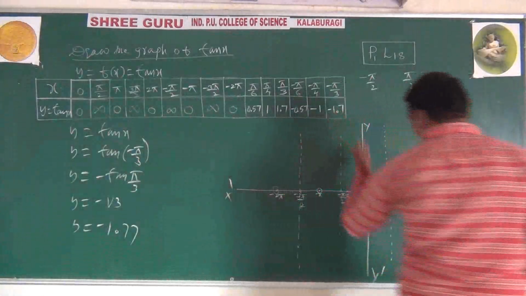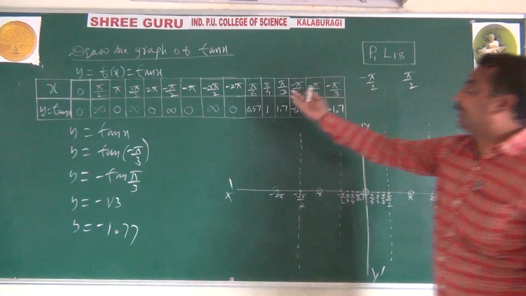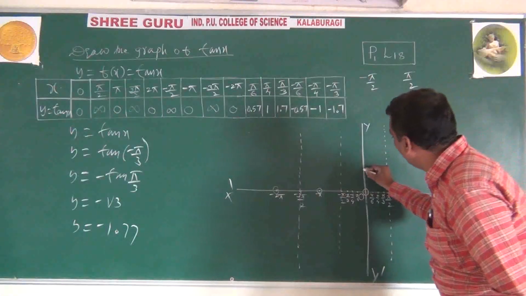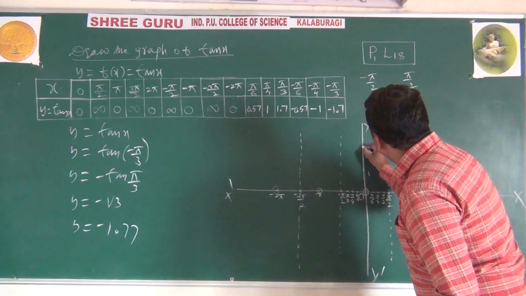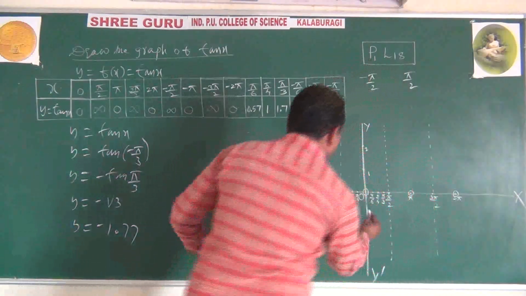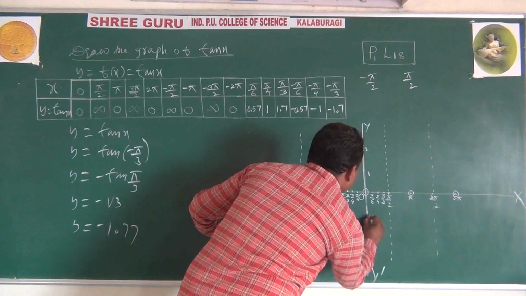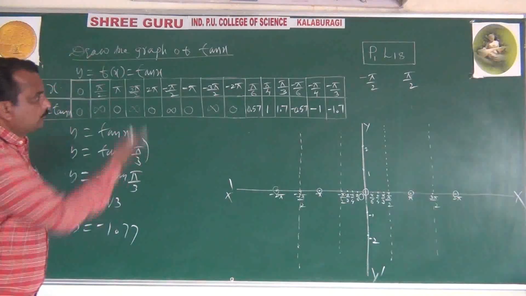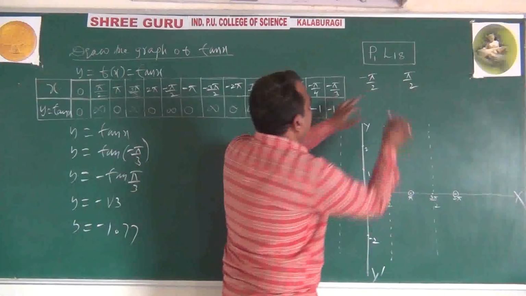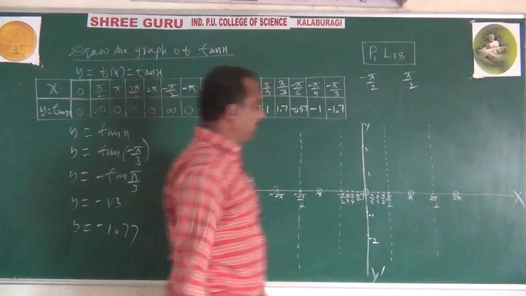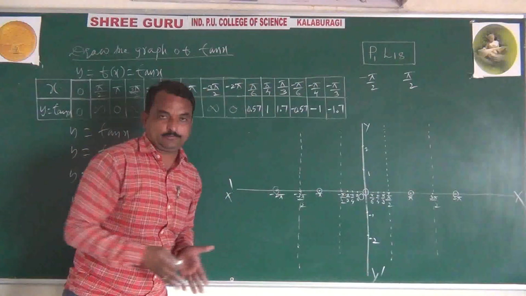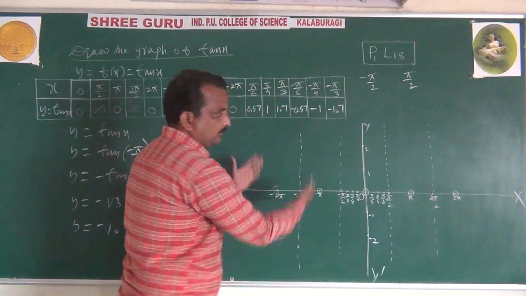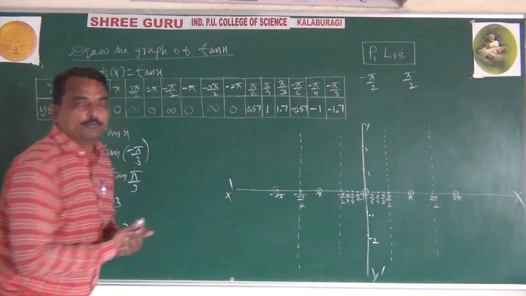Let us here, I have not marked the y-axis because of these values I am getting here, 0, infinity, 0. So now we will take the values here, 1, 2. Negative values, minus 1 and minus 2. Let us mark these values. I have selected the interval minus pi by 2 to pi by 2. Those two infinity lines I have selected. You may select this one also. The same type of graph you will get here, students.